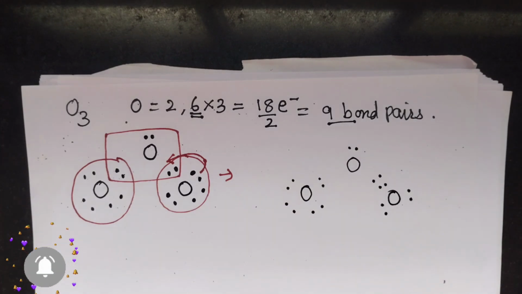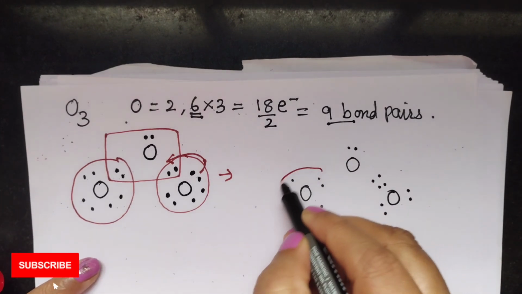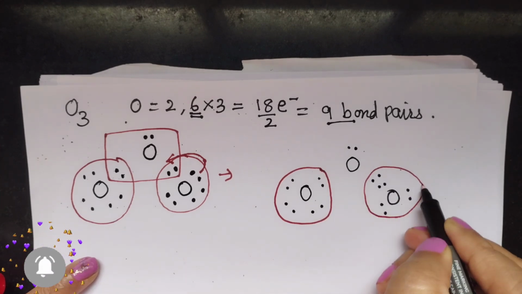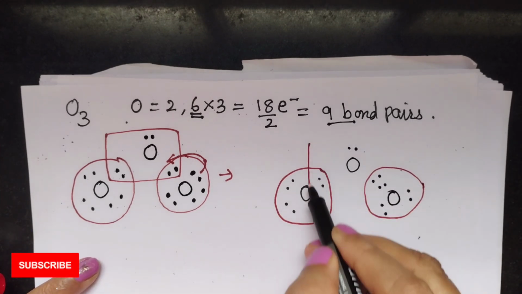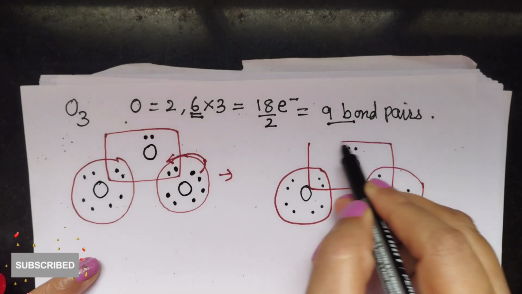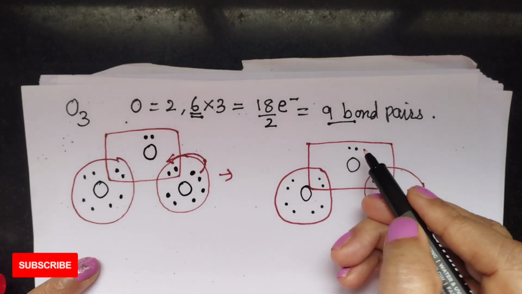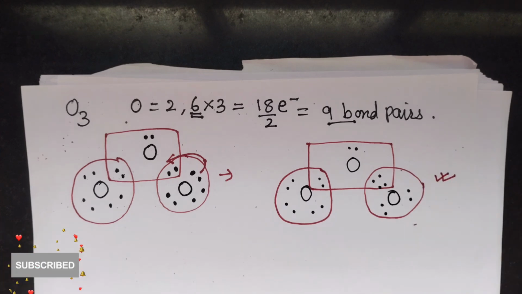Now let us check how many electrons are there. So this oxygen is having 8 electrons. This oxygen is also having now 8 electrons. And if I see, this oxygen is also having 8 electrons. 1, 2, 3, 4, 5, 6, 7 and 8. So this is the structure for ozone.